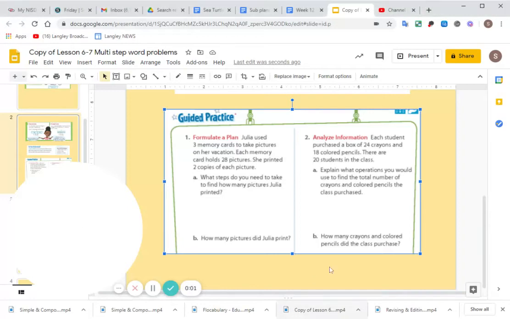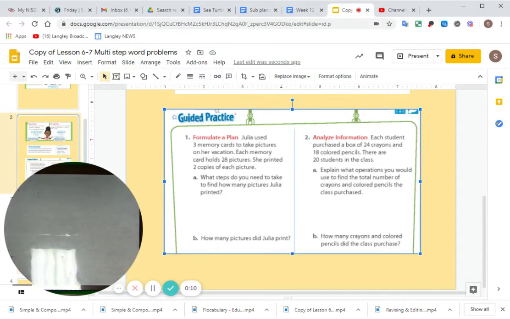Guys, so today for math, you are going to be working on multi-step word problems. Now, this isn't anything really new that we've done, all right? We've done multi-step problems before. They're just a little bit tougher.